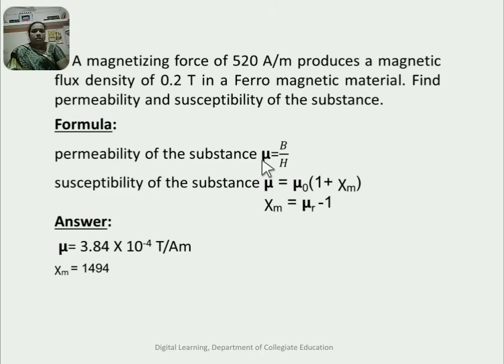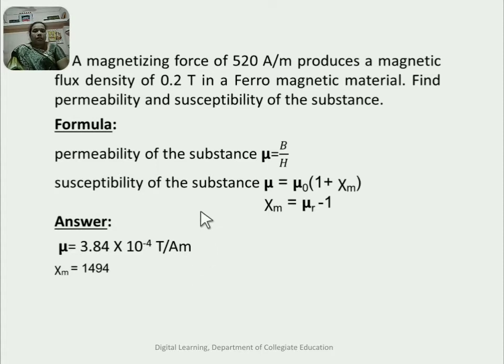See here, permeability of the substance is given by mu is equal to B by H. Here flux density B is equal to 0.2, and magnetizing force H is equal to 520. 0.2 divided by 520. After substituting these two values, we get the answer 1.67 into 10 to the power minus 3 Tesla per ampere meter.